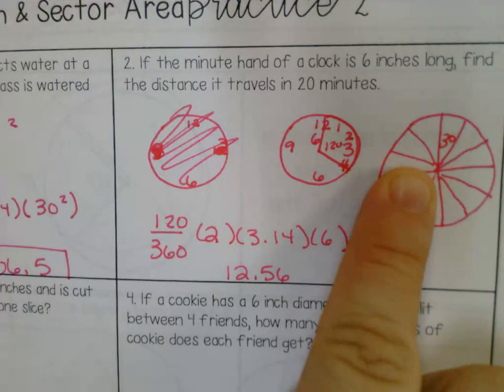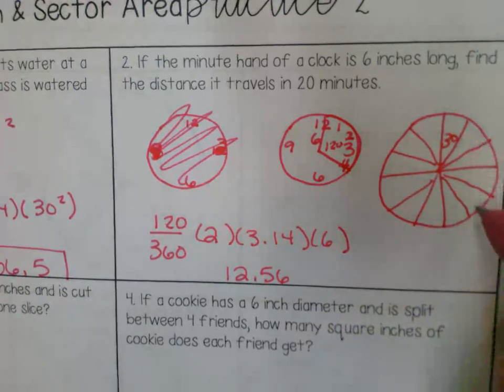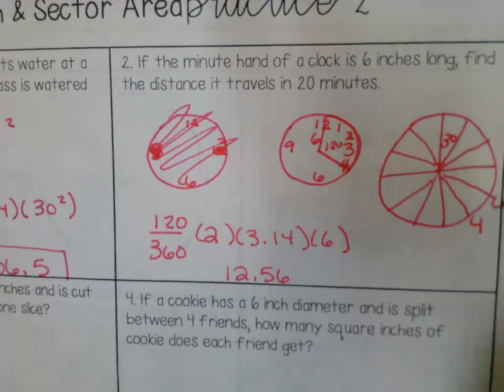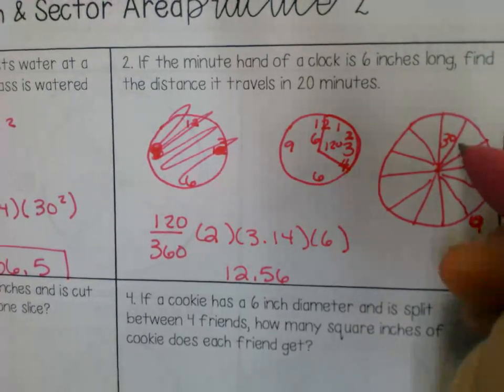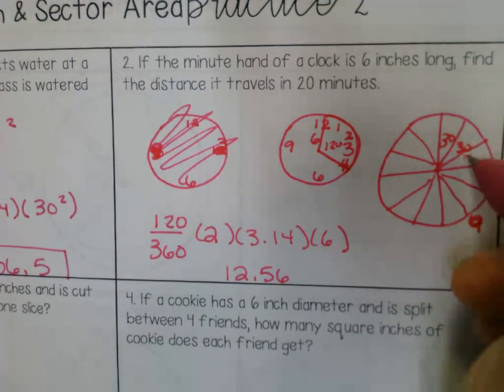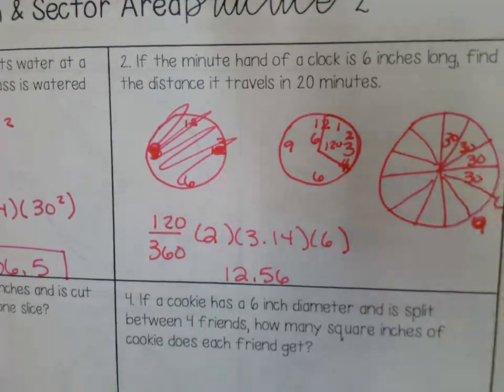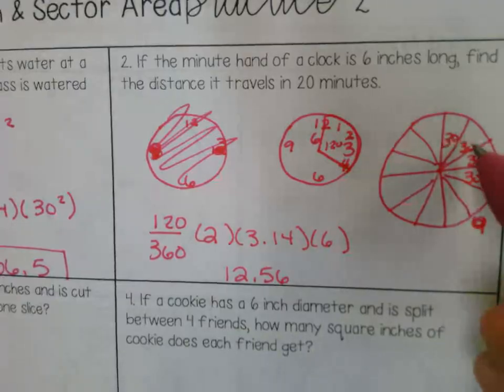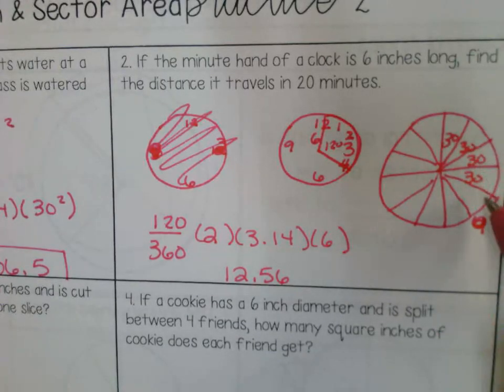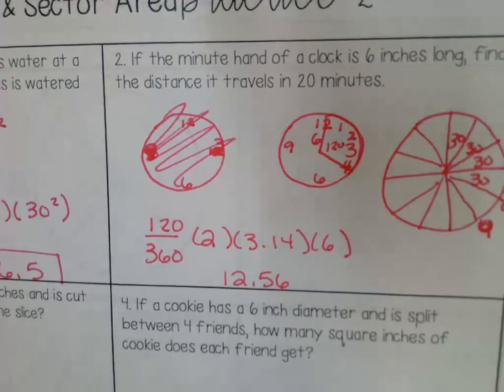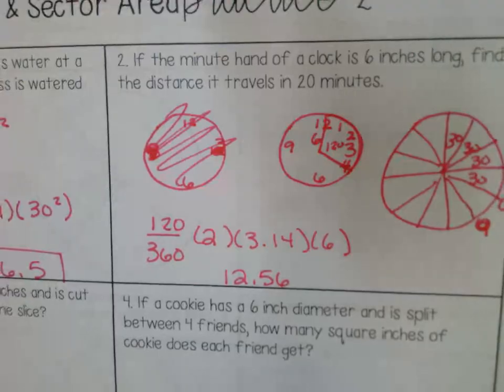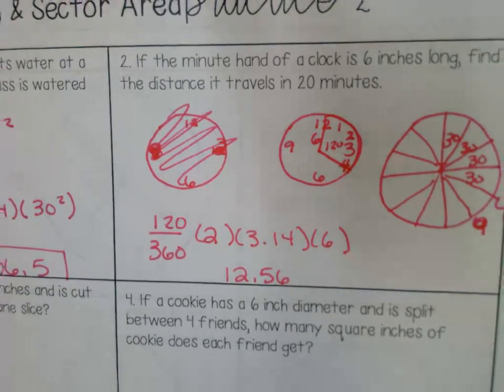See what I'm saying? So I'm going to the 4, which is right here. So that's 30, that's 30, that's 30, that's 30. So 30, 60, 90, 120. Like I'm doing 30 times 4 because I'm doing 4 sections. That gives me the 120 degrees.